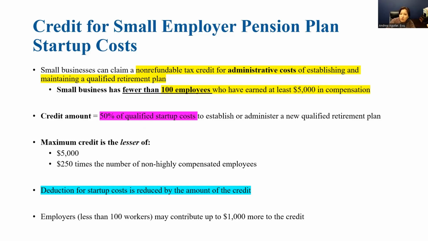And we already know who is a non-highly compensated employee, right? Anybody who is making less than $160,000 is a non-highly compensated employee. So if I have 10 employees who are non-highly compensated, then the maximum credit will be what? 5,000 or 250 times 10. I think $250 times 10.